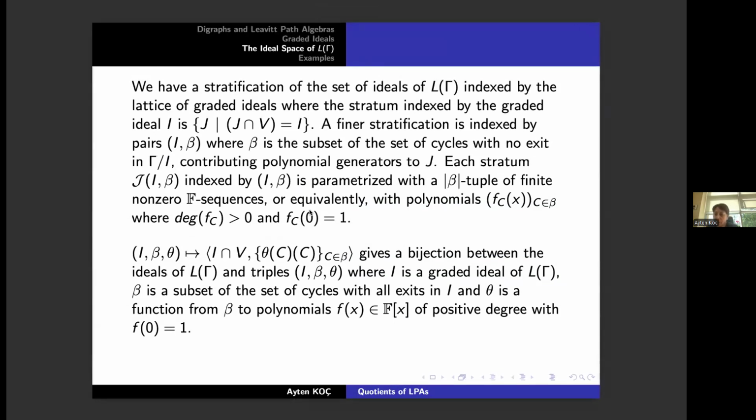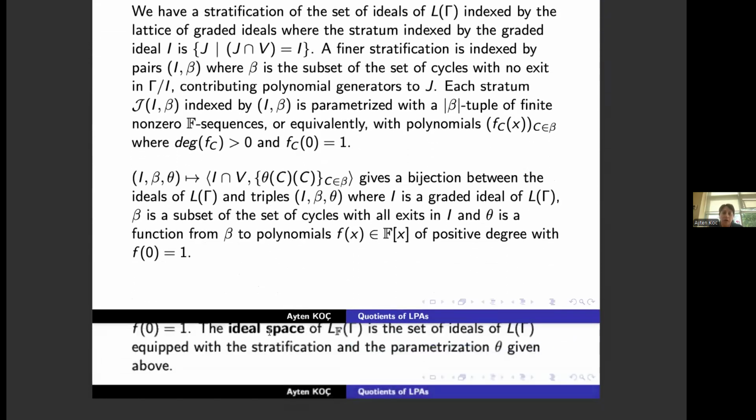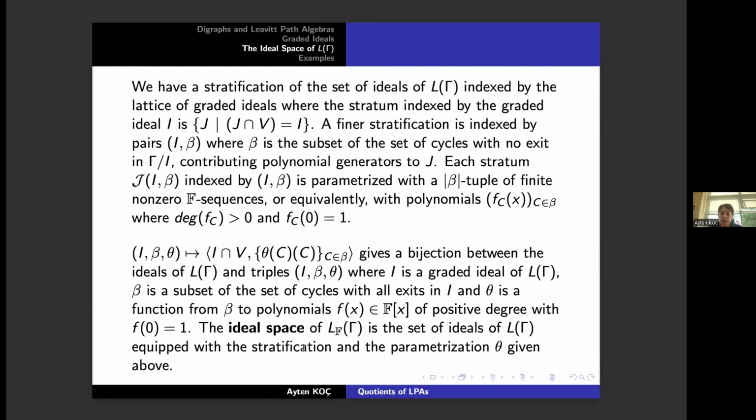We have a bijection between the ideals of the Leavitt path algebra and triples (I, beta, theta), where I is a graded ideal, beta is a subset of the set of cycles with all exits in ideal I, and theta is a function from beta to non-constant polynomials with constant term 1. The ideal space of the Leavitt path algebra is the set of ideals of the Leavitt path algebra equipped with the stratification and parametrization given above.